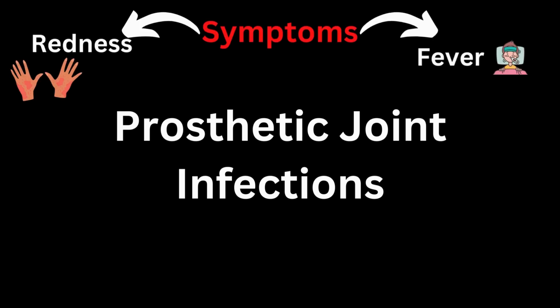Another complication that's possible is prosthetic joint infections. Prosthetic joint infections are when there is a contamination of the prosthetic joint during surgery. Symptoms include fever, redness in the prosthetic joint area, and pain around the prosthetic joint.